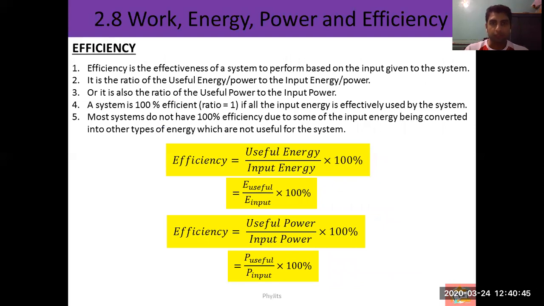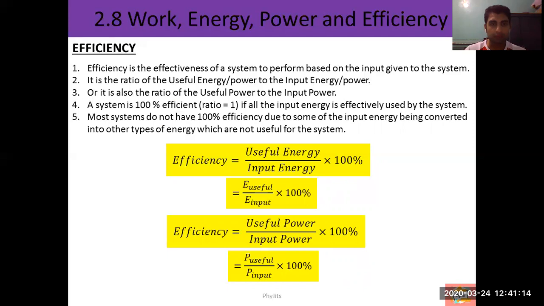Let's go into efficiency now. So efficiency is basically how effective your system is, right? So it depends on if you are giving it some sort of an amount of energy, how much is actually being used? Is all of the energy that is being supplied being used or only a part of it being used? If only a part of it is being used, that means it is not 100% efficient. It is only efficient at the amount that it is being used for, right?